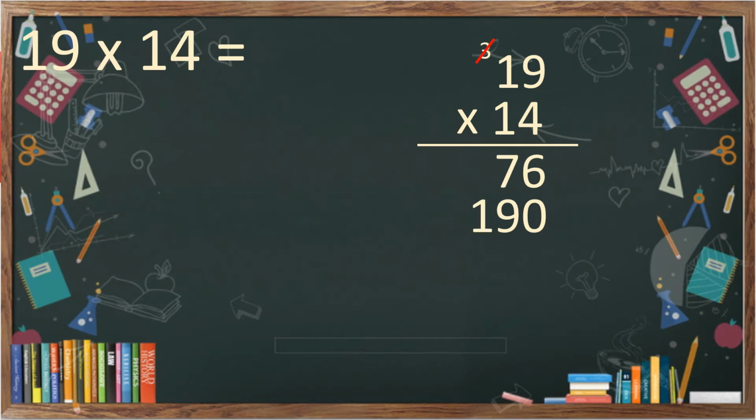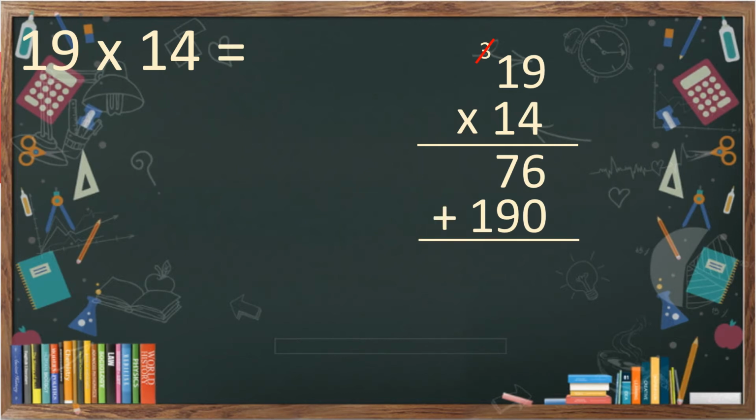We would then add 76 and 190. When we add 6 with 0, we get 6. When we add 7 with 9, we get 16. So we would put the 6 in the column and 1 underneath the column. We would add 1 with the remaining 1 to get 2. Now we know that 19 times 14 is 266.